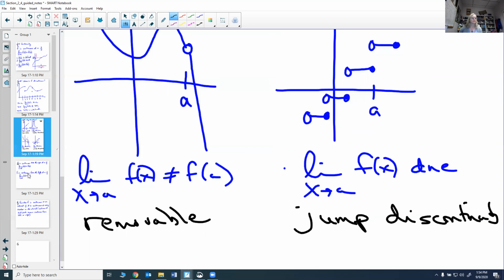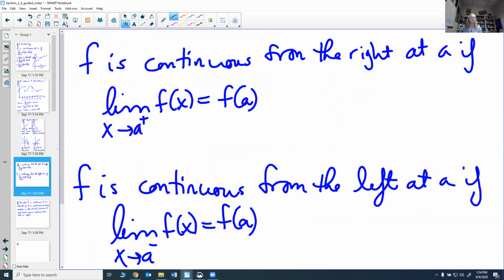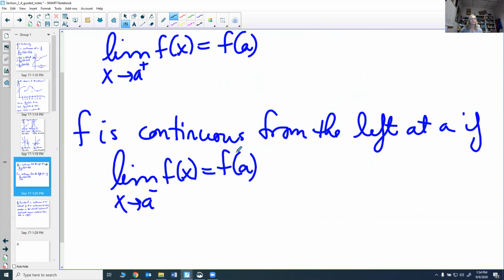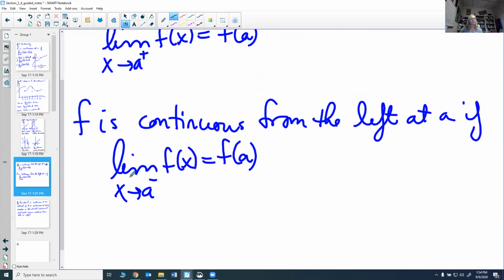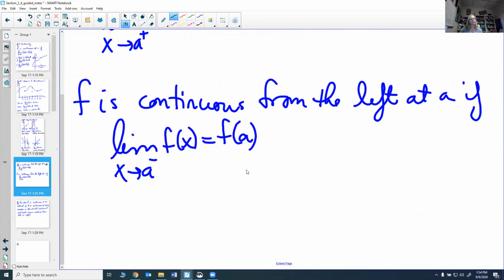All right. So f is said to be continuous from the right at x equals a if the limit from the right is equal to the function value. F is continuous from the left at a if the limit from the left is equal to the function value. So it's just another kind of way to think about what's happening. If you happen to have a function that stops at one place, you can talk about continuity still.